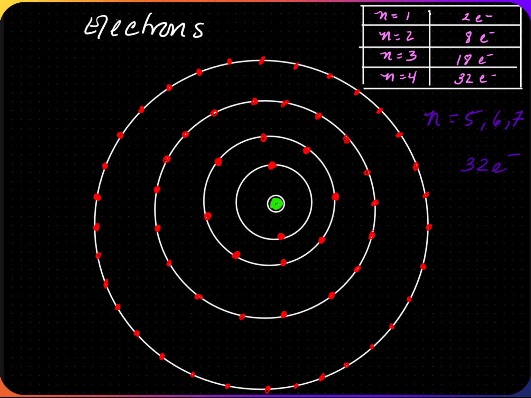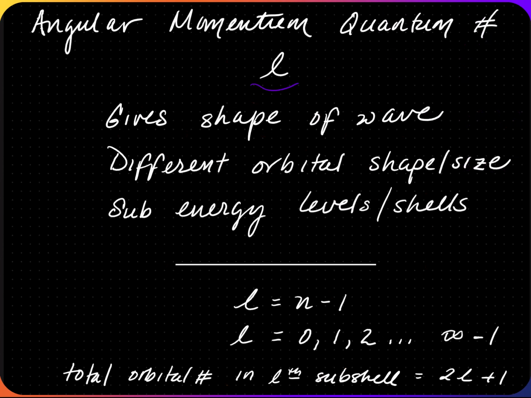The angular momentum quantum number, l, is the second quantum number. It gives the shape of the wave, and there are different orbital shapes and sizes. These are also known as sub-energy levels or sub-energy shells. So that means within each principal quantum number, or n energy level, there are sub-energy levels within it. The general formula for angular momentum is l equals n minus 1. So that means l can equal 0, 1, 2, up to infinity minus 1.